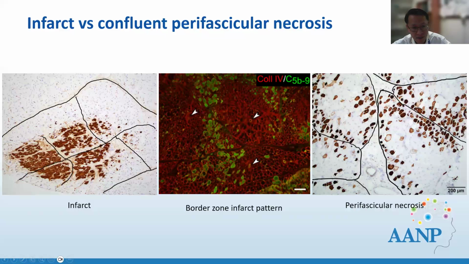And here is a perivascular necrotizing pattern that you see in the MI2 variant. Here you can see the necrotic fibers actually track along the perimysium, but they don't cross it. And the border zone infarct, they don't actually respect the perimysium. They directly intersect it, and they more kind of surround these vascular territories.